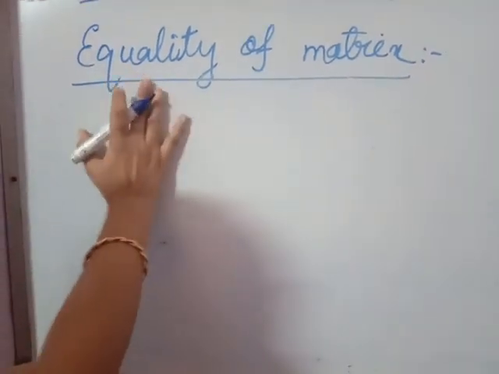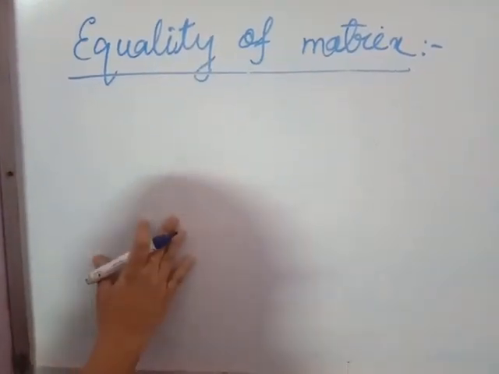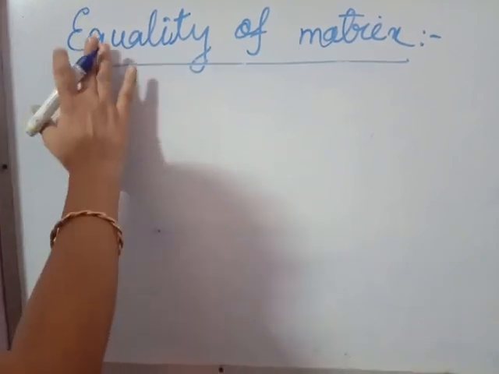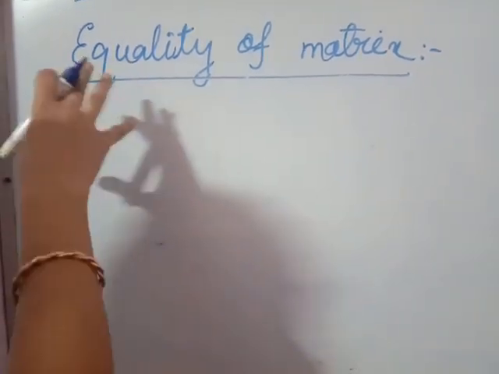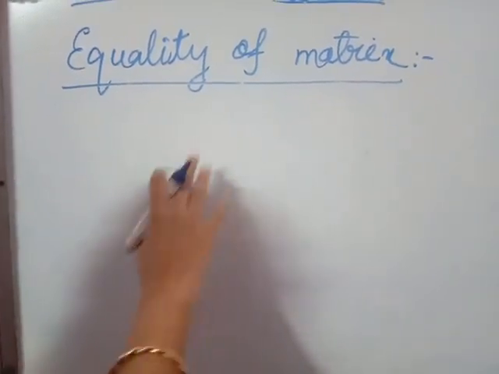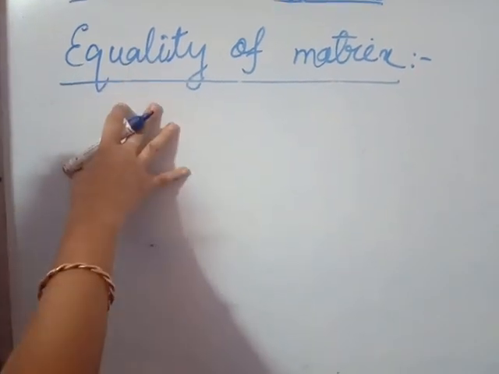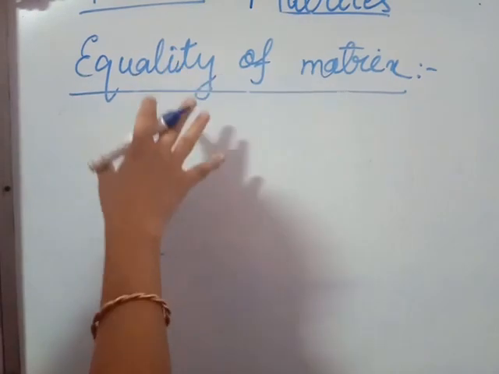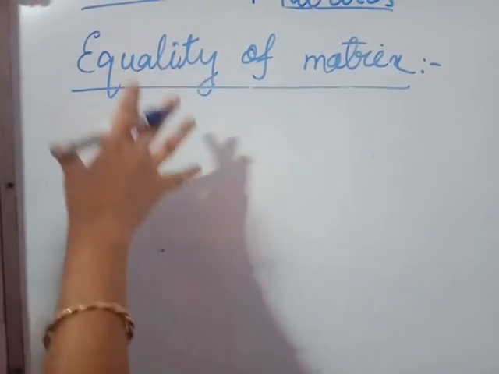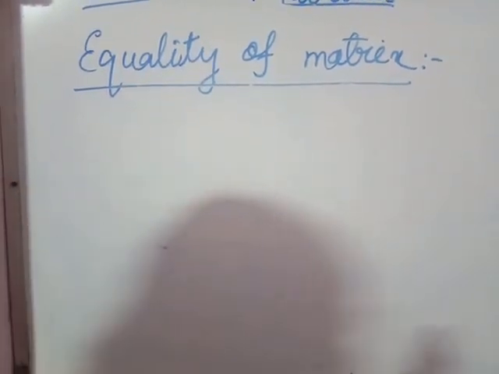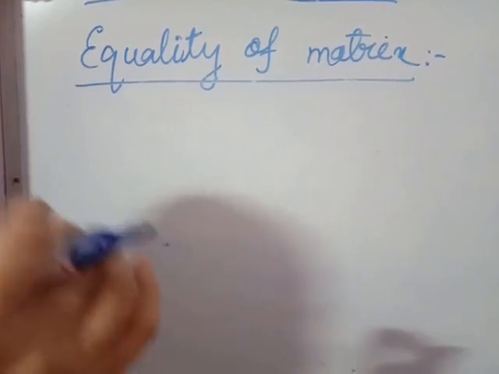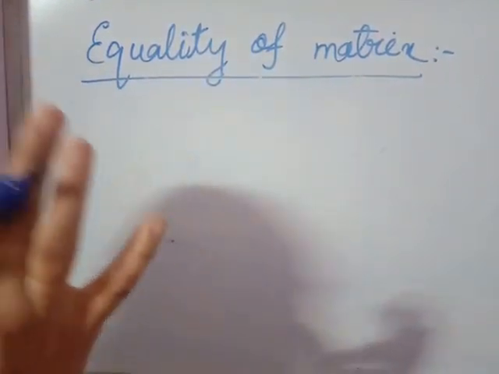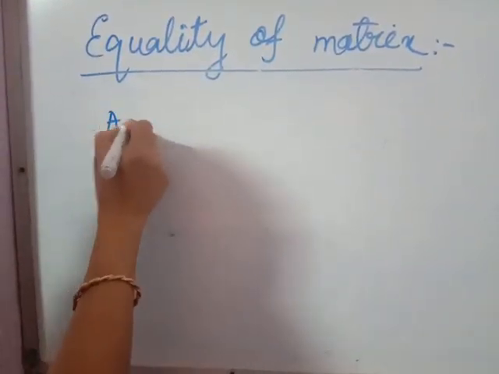Now children, the next concept is equality of a matrix. Equality means from the name only you can understand that both the matrices are equal. Equal means on which basis they are equal? They are equal on the basis of their rows, on the basis of their columns, and very interesting part is their elements are also same. Means like this everything is same.